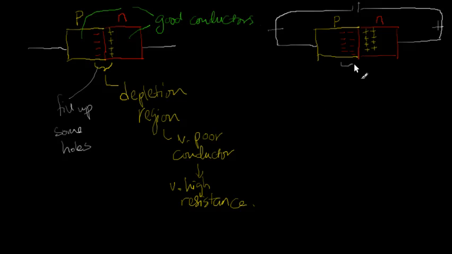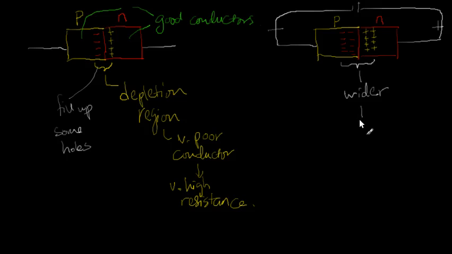So this depletion region has become wider. And this just means that, as I described just now, the depletion region is a very poor conductor. It has a very high resistance. This means if this region becomes wider, this whole setup becomes an even poorer conductor. So it's even harder for an electric current to flow through if you widen the depletion region.